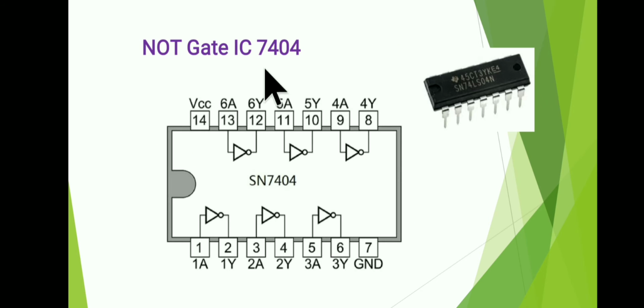NOT gate. IC 7404 is used as a NOT gate IC. It is a hex inverter. NOT gate is also called an inverter. IC 7404 is a hex inverter, meaning 6 NOT gates are available. NOT gate has only one input and one output. See here, pin number 1 is input, pin number 2 output, and so on.